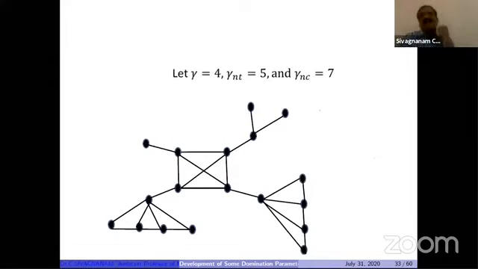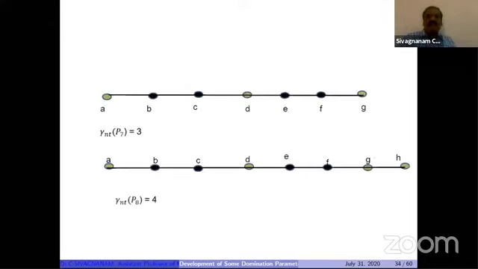In this graph, what is gamma? Gamma value equals 4, because this vertex and this vertex, any one of these two vertices, so 4 vertices we need. What is gamma nt? 5 vertices we need. Gamma nc equals 7. For a path, we can easily find that gamma nt of P7 equals 3, and gamma nt of P8 equals 4.